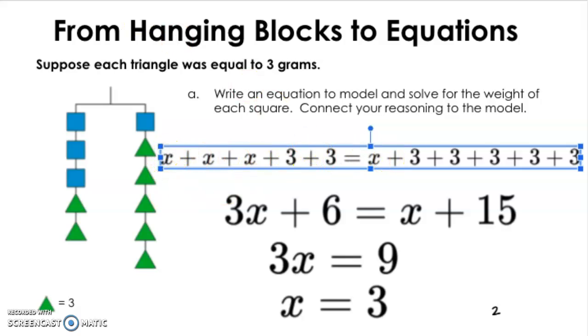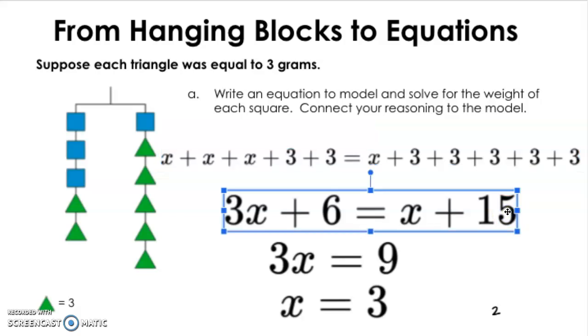So now what I'm going to do is combine my like terms. These three x's are like terms, so they're 3x, and 3 plus 3 is 6. There's nothing like the x on the right side, but there are 1, 2, 3, 4, 5 threes, so I add all my like terms together to get 15. So that's step 2, and all I've done is combine my like terms.